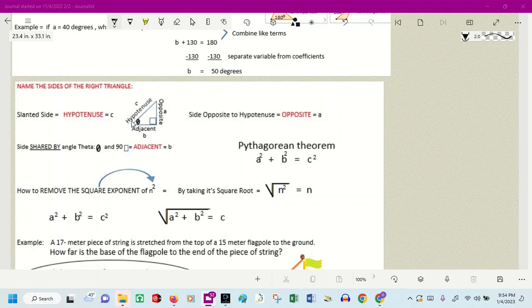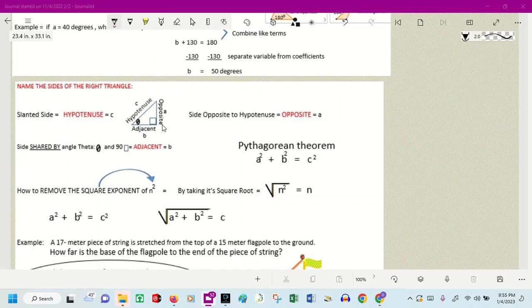And the side that is opposite of the angle is simply titled the opposite side. Now, when you have an equation where you're solving for the length of any one of these sides, it's very easy to use the Pythagorean theorem. The Pythagorean theorem makes it very easy to solve for all three sides. A squared plus B squared always equals C squared.